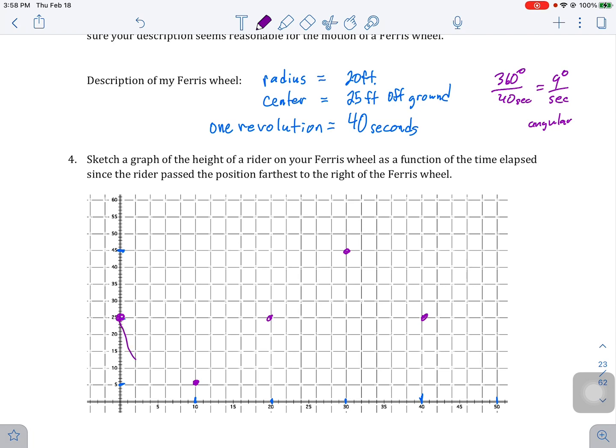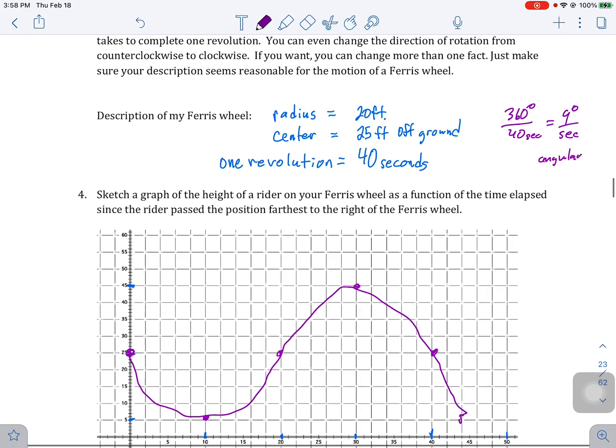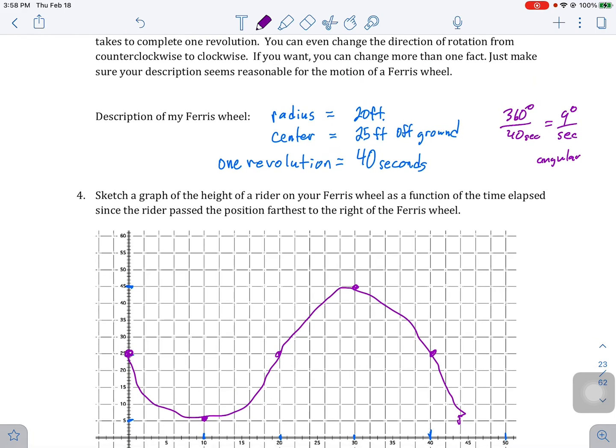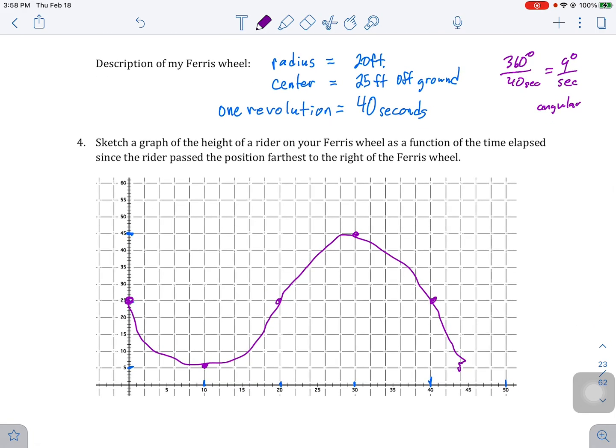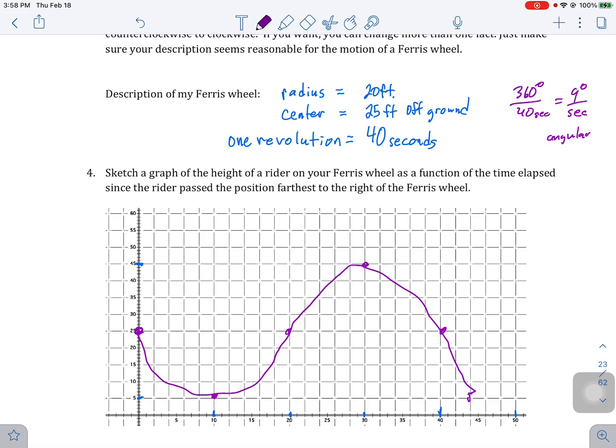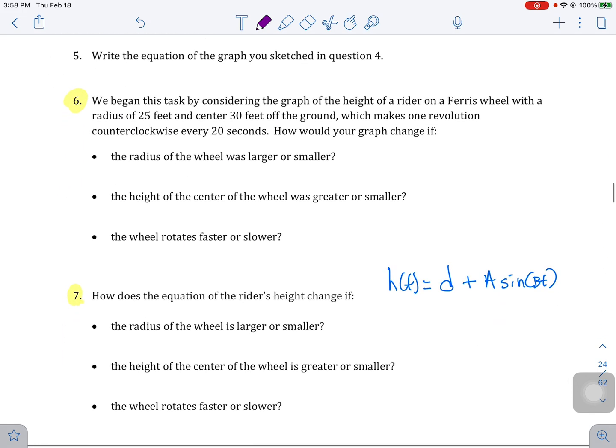So you can see here's what it would look like if we just change a few of these pieces of information. It kind of stretches it out, that 40 seconds. That 9 instead of 18 means it's not happening as fast, so the up and down slows down a little bit. And then they have you do some analysis.